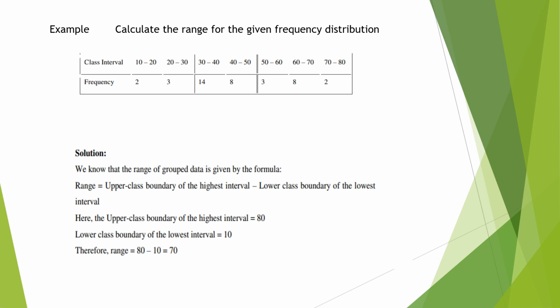So first of all we will find the range, that is, the upper class boundary of the highest interval, in case of grouped data, that is continuous series, minus the lower class boundary of the lowest interval. So the upper class boundary of the highest interval is 80 and the lower class boundary of the lowest interval is 10. So the range is maximum minus minimum, that is 80 minus 10 is equal to 70.